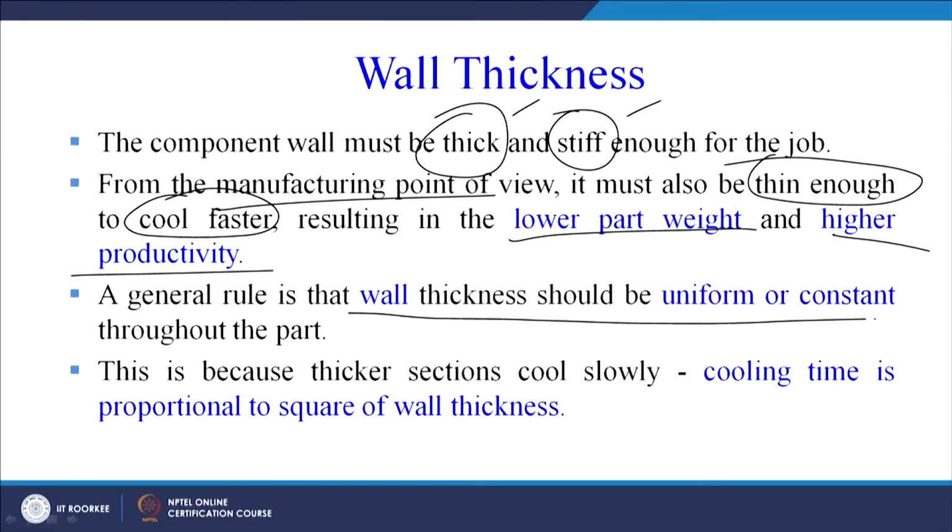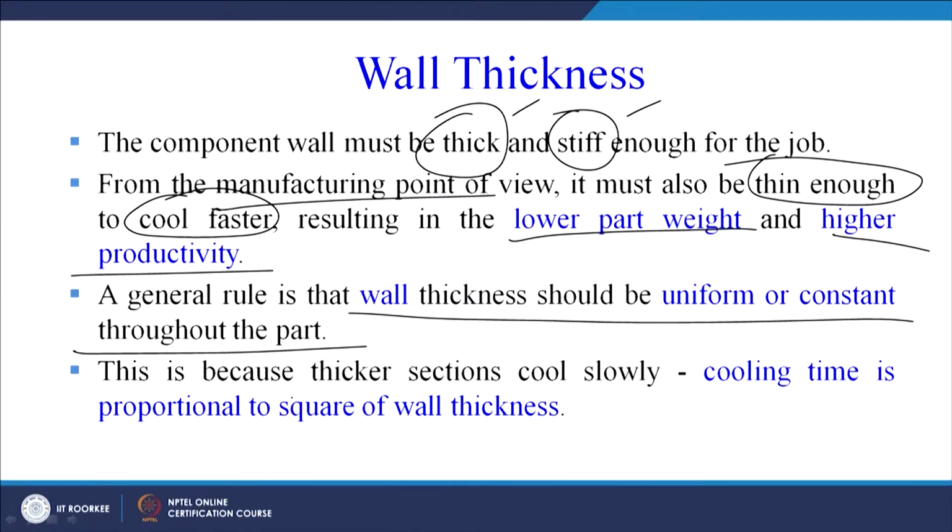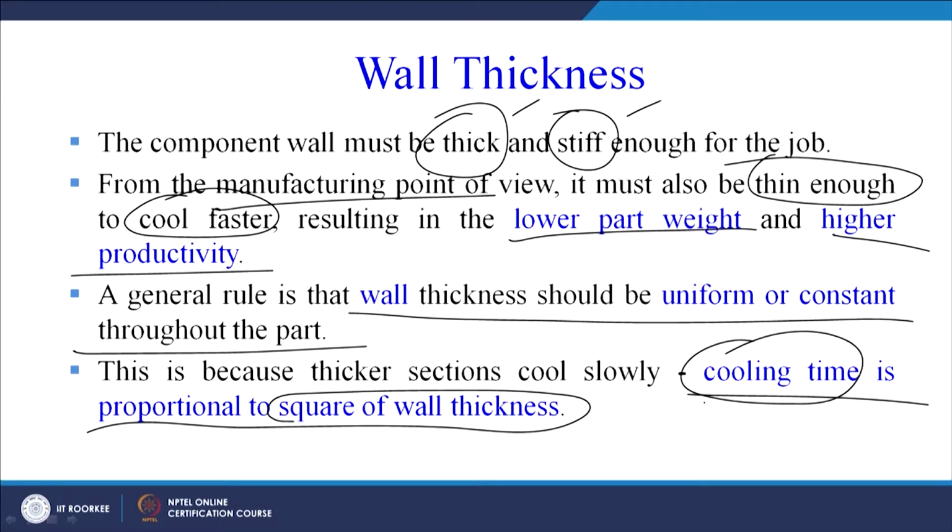A general rule is that the wall thickness should be uniform and constant throughout the part. We will see some examples with the help of a figure, that we must have a uniform wall thickness, which must be constant throughout the part. This is because thicker sections cool slowly. Cooling time is proportional to the square of the wall thickness, and we have seen the importance of the cooling time.